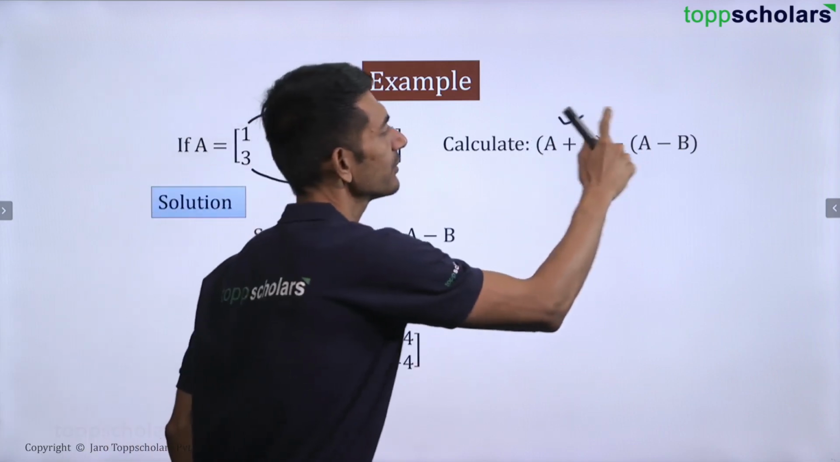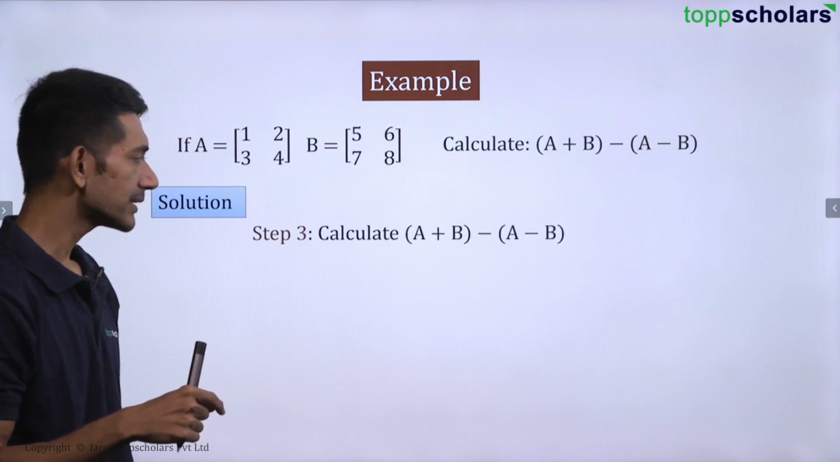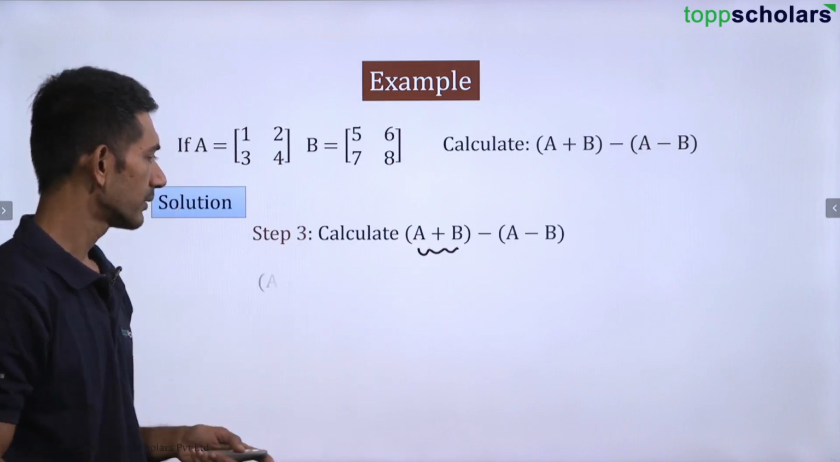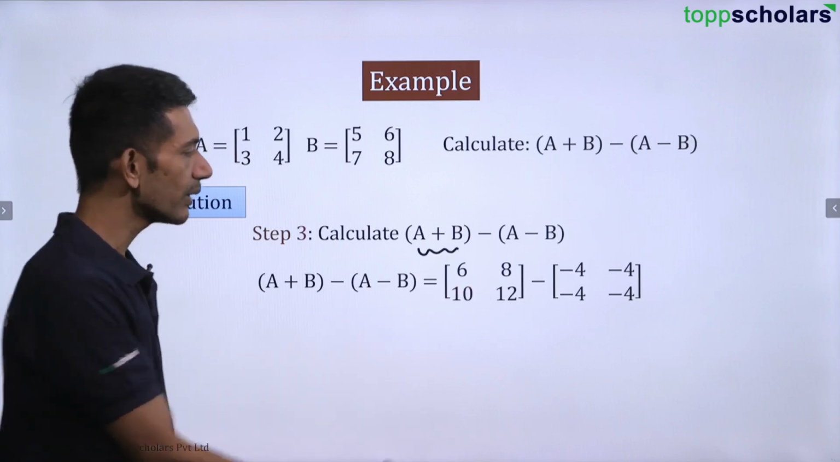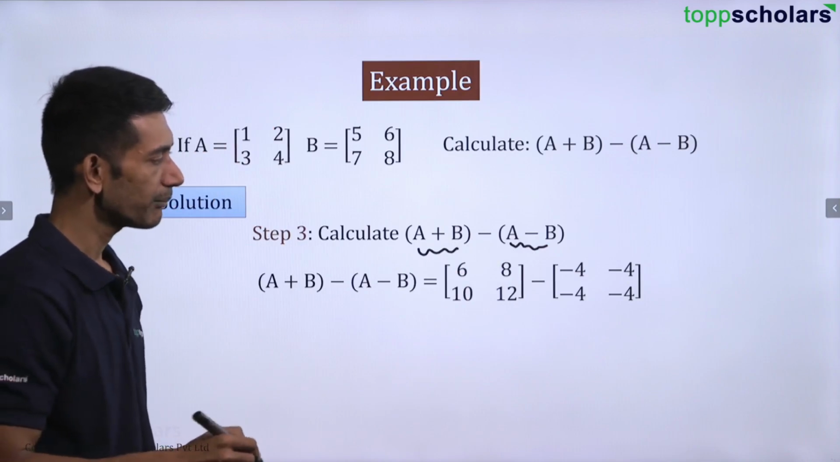We calculated this, we calculated this. Now we will subtract both of them. So the next step, that is step 3, is calculate (A plus B) minus (A minus B). A plus B, if you remember, is 6, 10, 8, 12. A minus B is minus 4, minus 4, minus 4, minus 4.